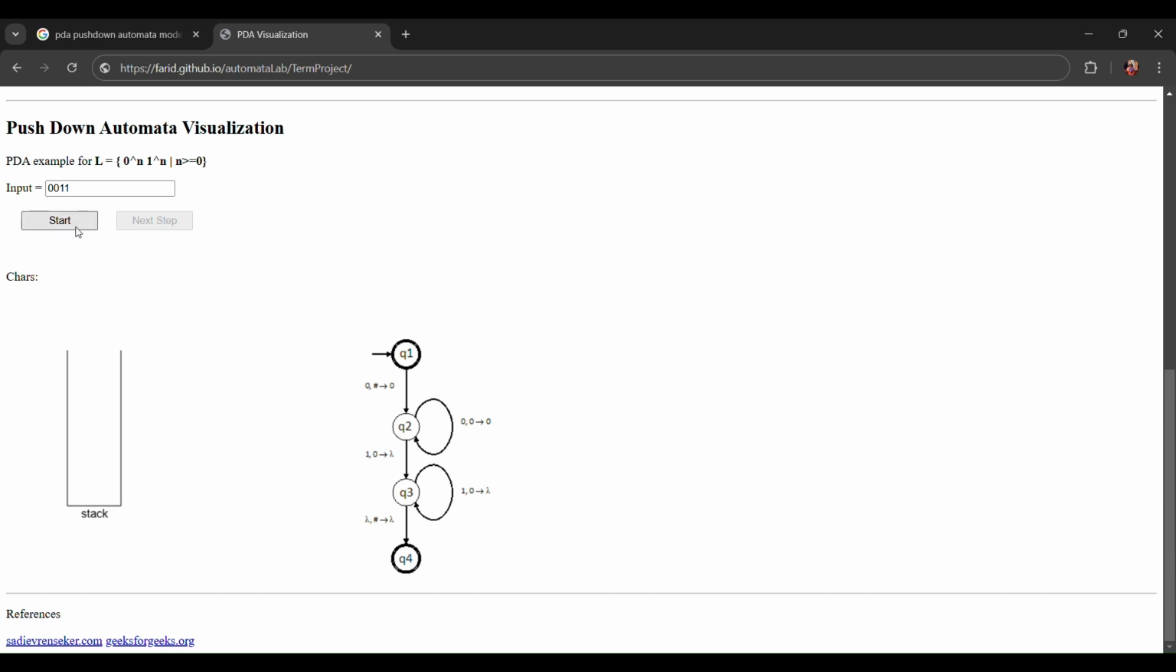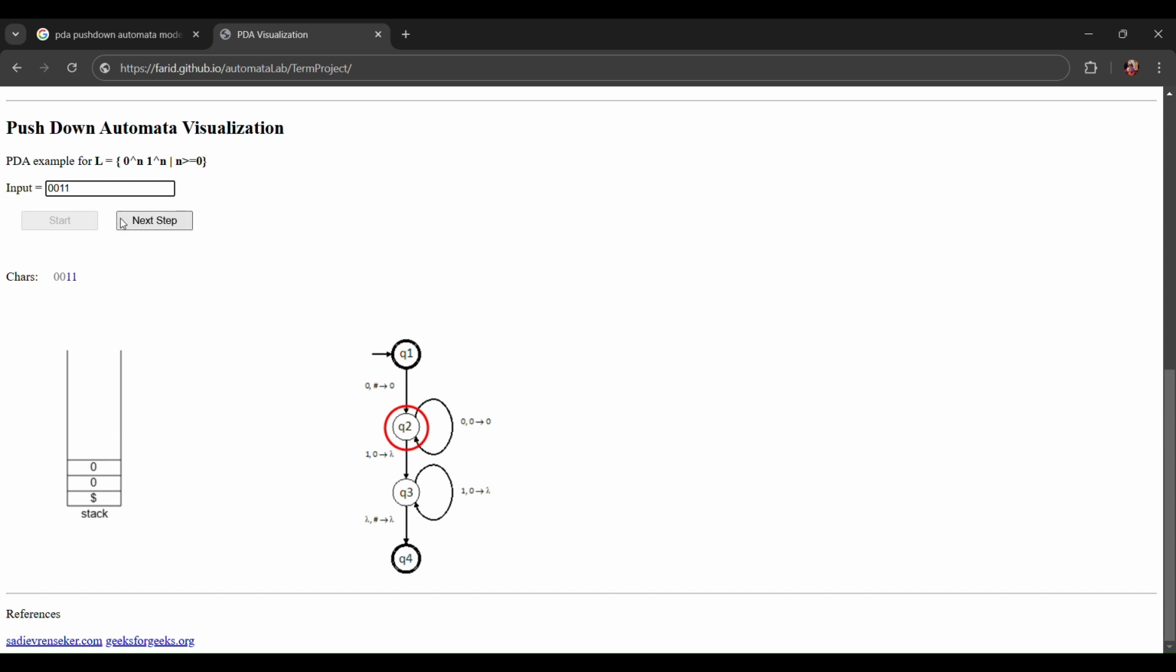Starting with our first step, we are going to be in our Q1 state. Next, as soon as we encounter a 0, we'll be moving on to Q2, and the 0 will be pushed onto the stack, and again a 0, which will push another 0 on the stack. As soon as we encounter something other than 0, that is 1, we'll be eliminating, that is popping out the 0 which was initially pushed onto the stack.